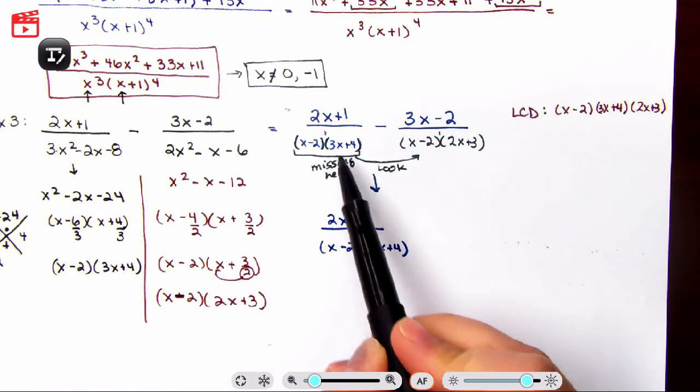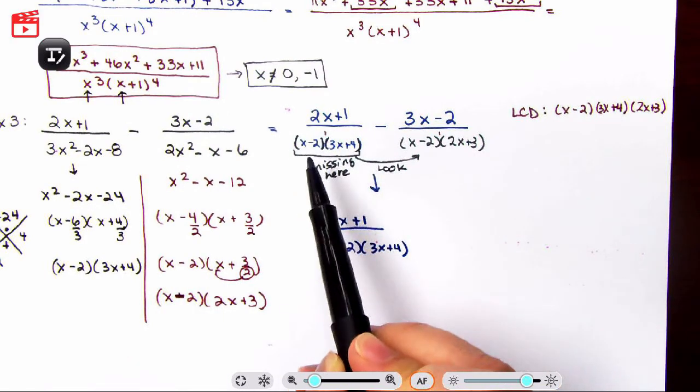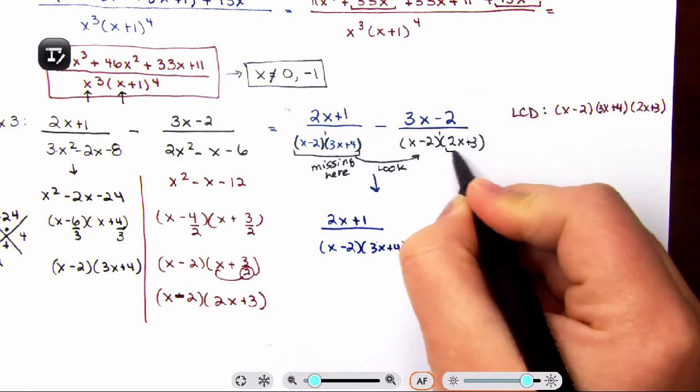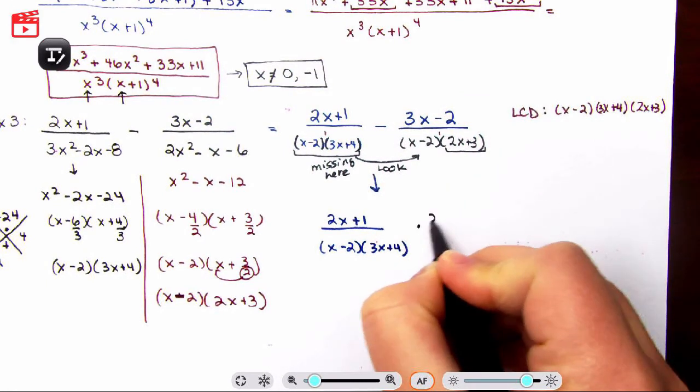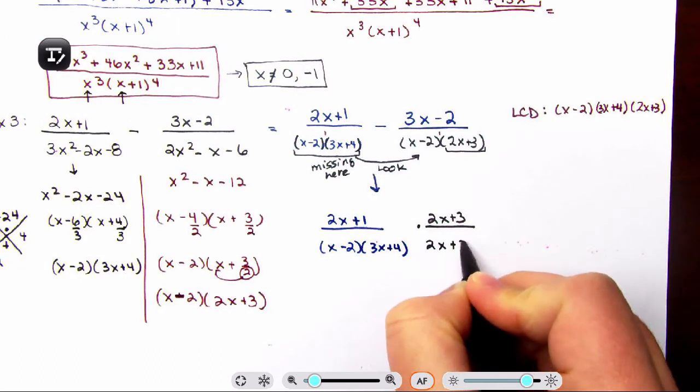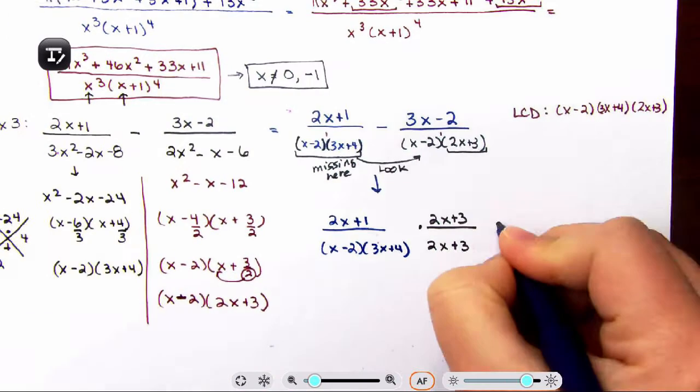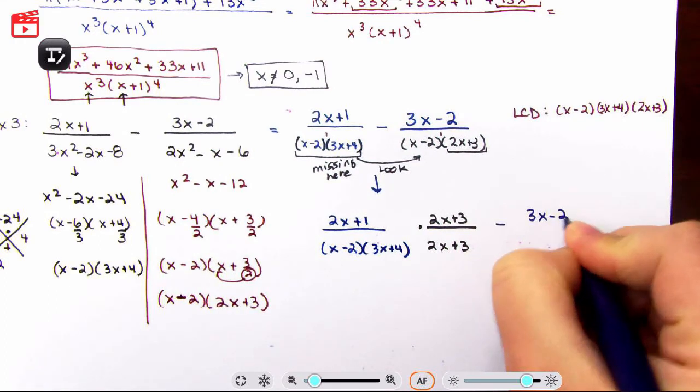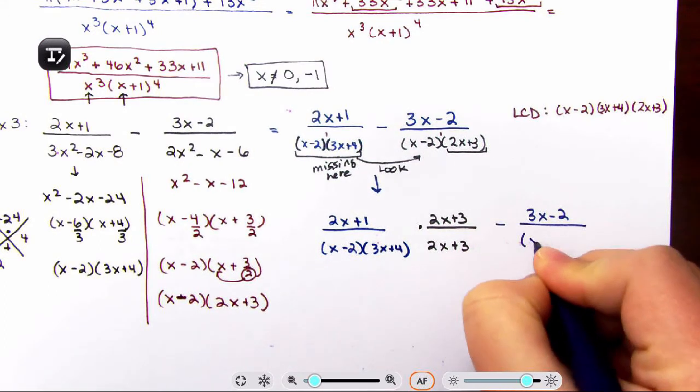So what is missing from this bubble here? I am missing a 2x plus 3. So that's what I'm going to multiply by. Whatever is missing, I'm going to multiply by that. I am subtracting 3x minus 2. And then here's my denominator.